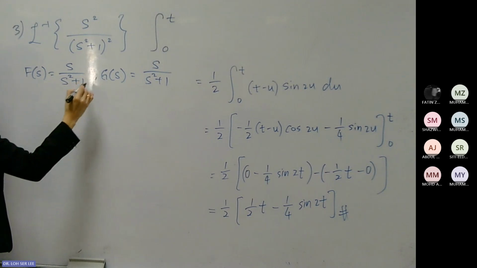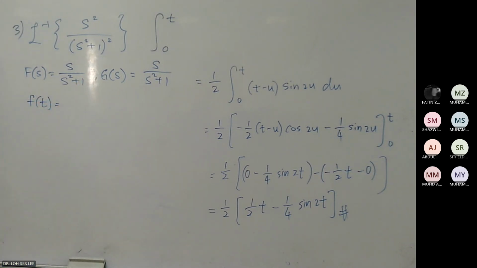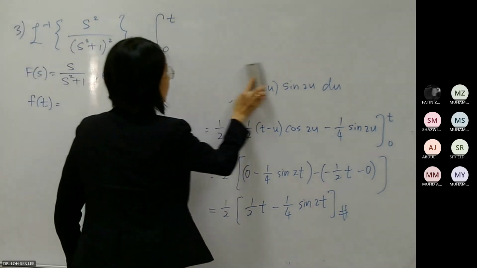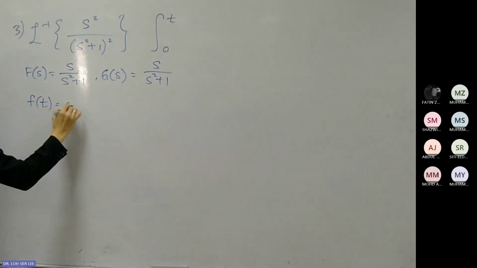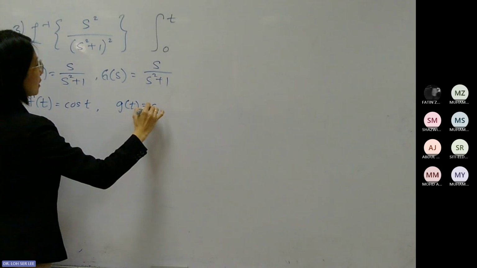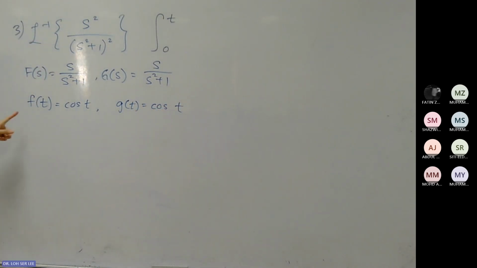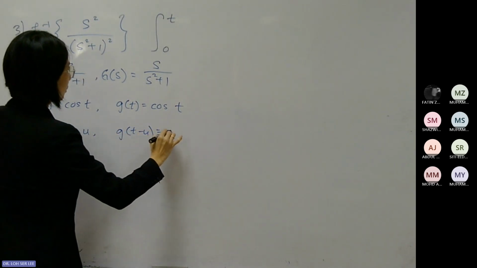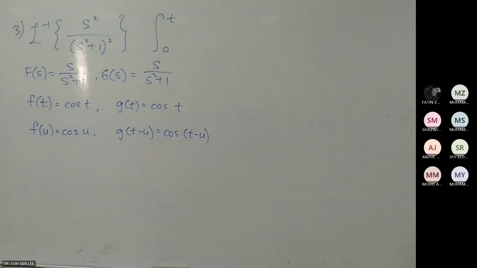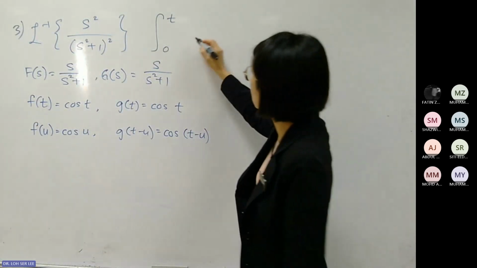Both of these F and G, they are the same function. So what is the output of inverse Laplace? Cos t, both are cos t. And this is f of u. This is g of t minus u. Now we put the f of u and g of t minus u into the integral.